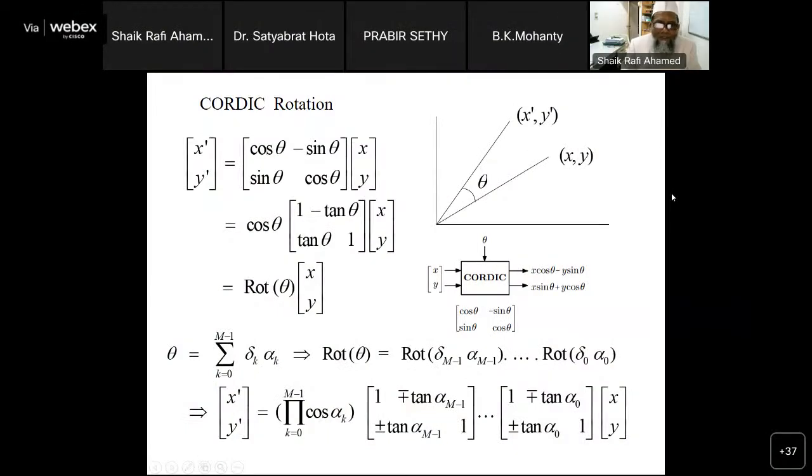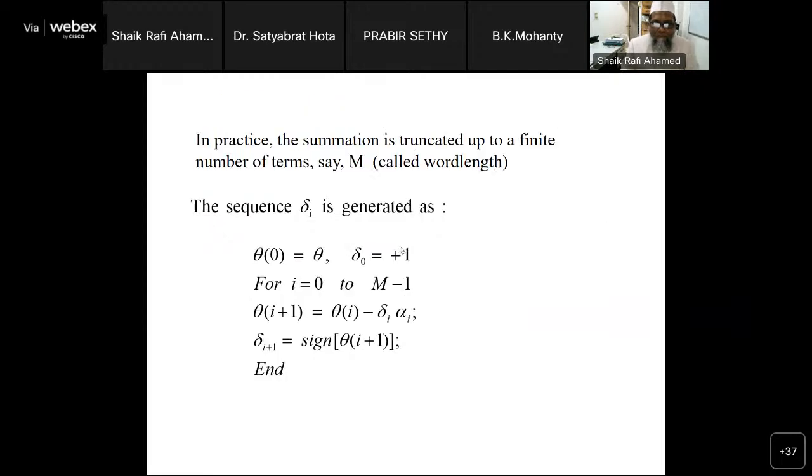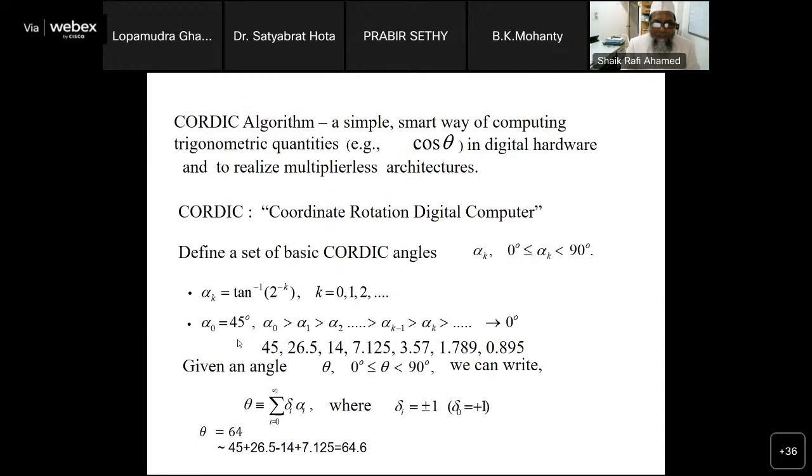Yes, sir, visible. Okay. So, initially you take x0, y0, you rotate by alpha 0. Alpha 0 will be in the forward direction because here this alpha 0, delta 0 is 1. So this is actually alpha 0, delta 0, alpha 0 plus delta 1, alpha 1 plus 1 up to. So this delta 0 is plus 1. So initially you rotate by alpha 0 in the forward direction.